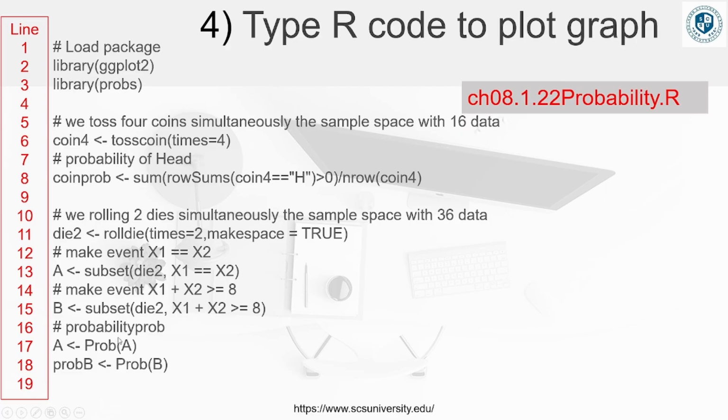Line number 16 sharp, probability Prob. It is a comment line. Line number 17, probA <- Prob(A). Line number 18, probB <- Prob(B).